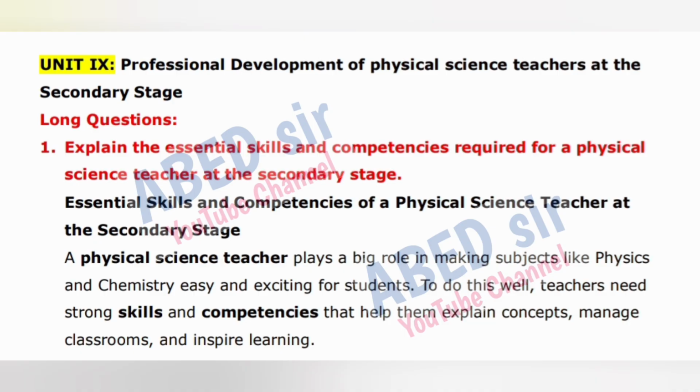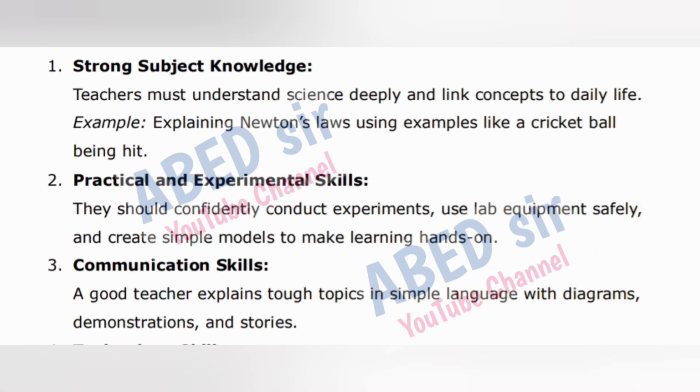A physical science teacher plays a big role in making subjects like physics and chemistry easy and exciting for students. To do this well, teachers need strong skills and competencies that help them explain concepts, manage classrooms, and inspire learning. 1. Strong subject knowledge. Teachers must understand science deeply and link concepts to daily life. Example: explaining Newton's laws using examples like a cricket ball being hit.